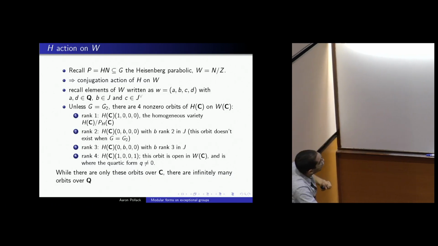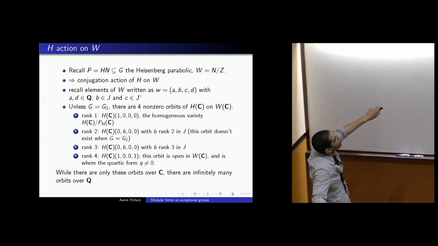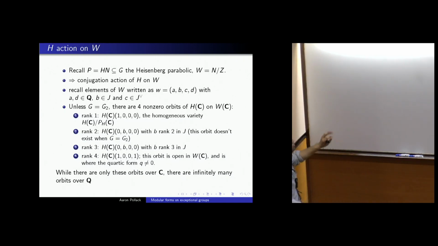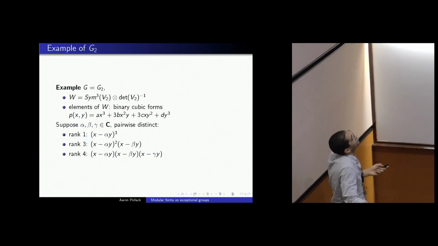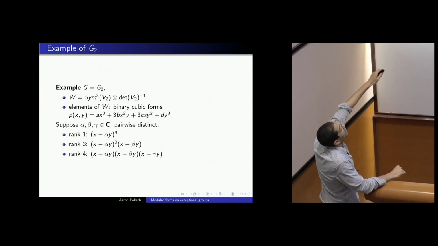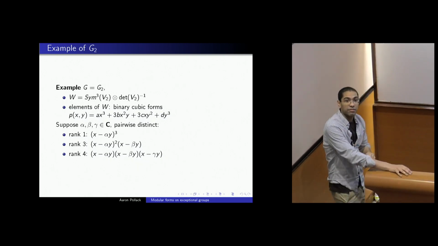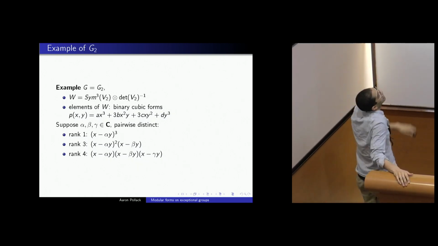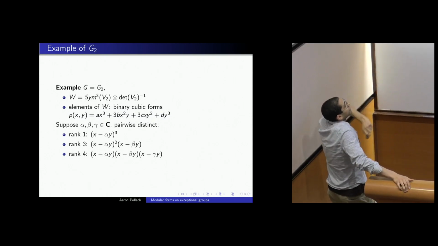So I want to tell you about some modular forms that have interesting Fourier expansions from the point of view of arithmetic invariant theory. That means from the point of view of considering these orbits of H on W over Q instead of over C. So for example, on G2, this space W is essentially the symmetric cube representation of the two-dimensional representation of GL2, and elements of W are binary cubic forms.